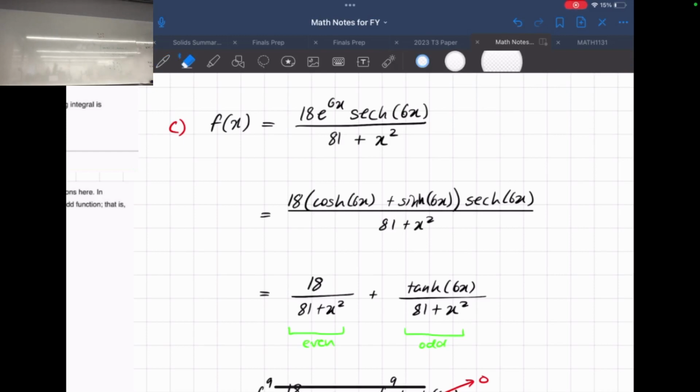So we're going to break this up. Even or odd? It's even. You can do the same way as before. Even or odd? Tanh is odd. So when you write out your box, you can just say that tanh is an odd function. That's all you can say.